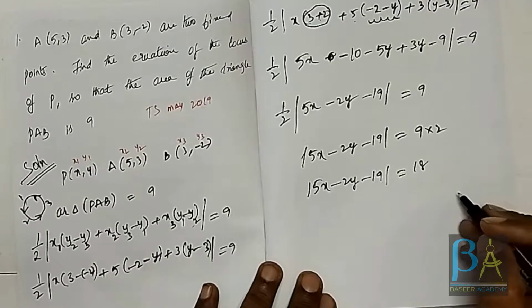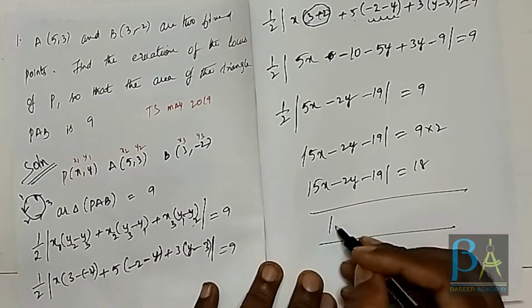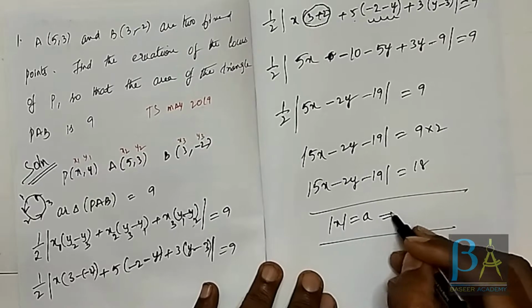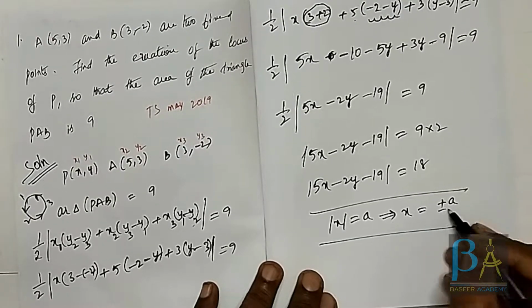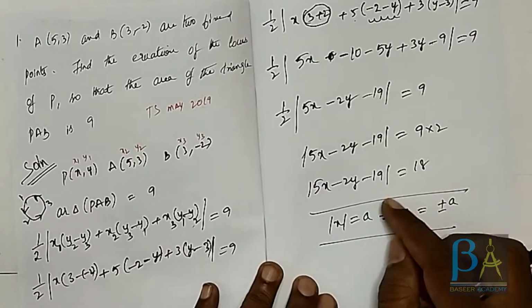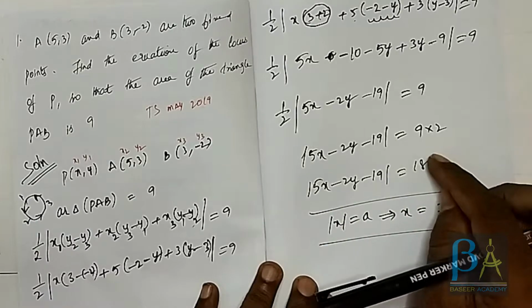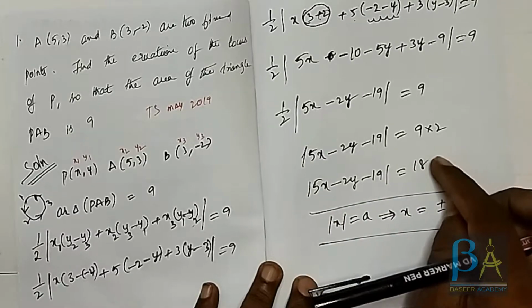Now I'm sure you know this thing already. If we have something like this, mod x is equal to a, then obviously x is going to be plus a and x is also going to be minus a. So for that matter, if I remove mod from here, this thing is going to be equal to plus 18 and then this thing is also going to be equal to minus 18.